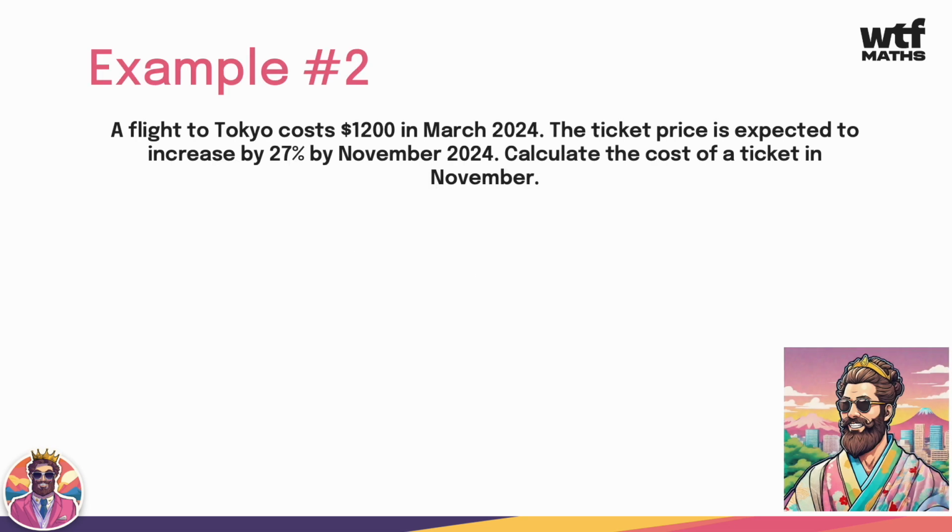So a flight to Tokyo cost $1,200 in March 2024. The ticket price is expected to increase by 27% by November 2024. Calculate the cost of a ticket in November. So what's the goal of this question? Well, first of all, we've got 100%, and we're trying to find out what 27% is for a total of 127%. So this is the goal. What is 127% of the current price?